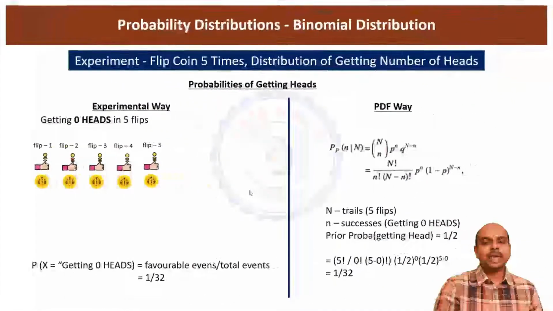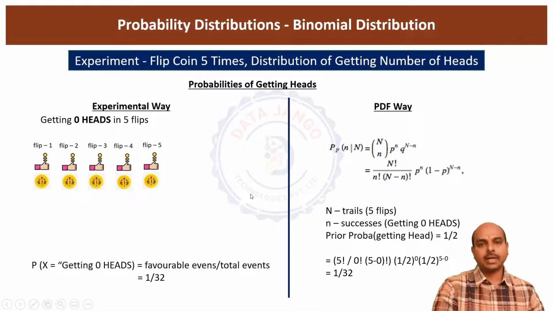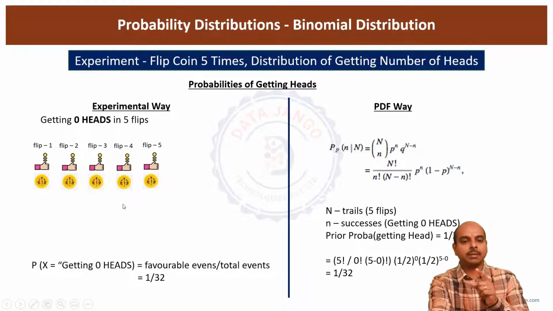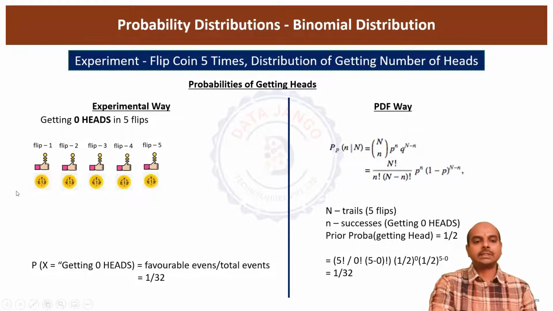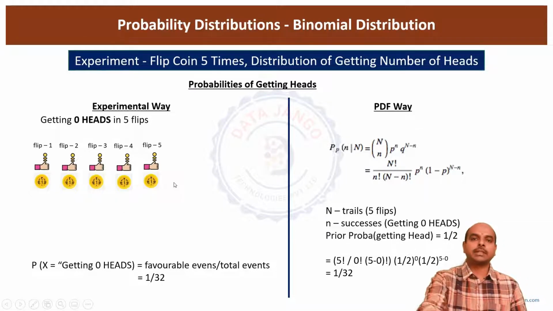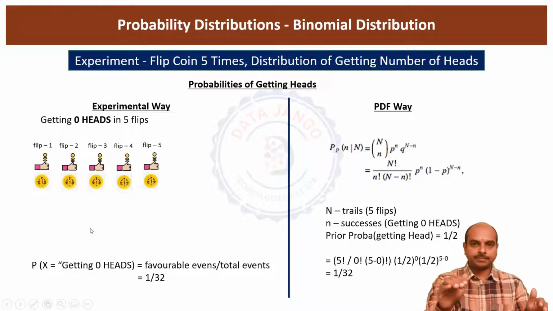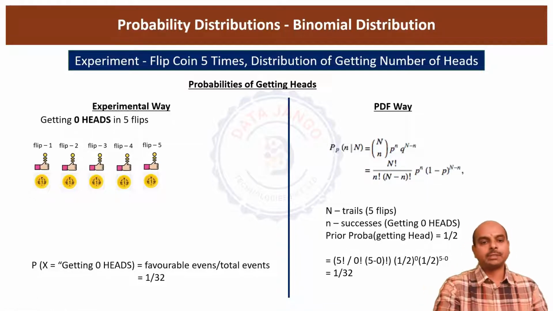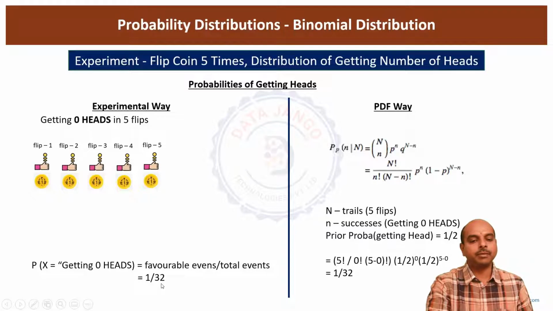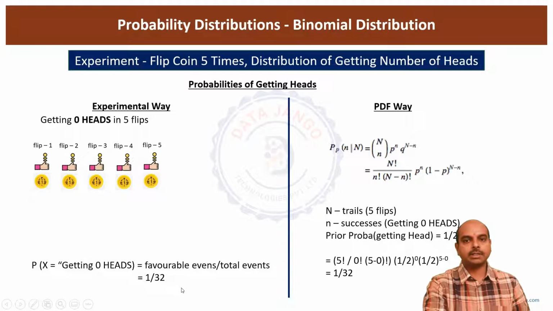If you want to calculate the probability of getting 0 heads, that can be done by doing the experiment. You take a coin, throw the first time, second time, third time, fourth time and fifth time. You flipped it 5 times, and the only case where you get 0 heads is getting tail on all the trials. So out of 32 possibilities, only one trial with all tails is the 0 heads possibility. So the probability is going to be 1 by 32. Favorable events by total number of events. It's the ratio. That's the probability.